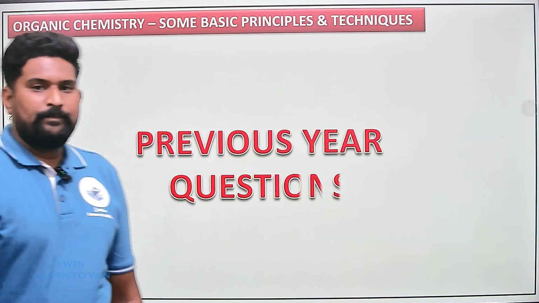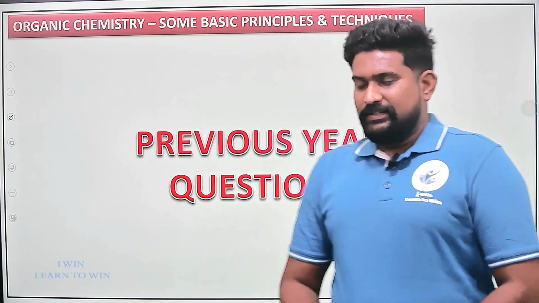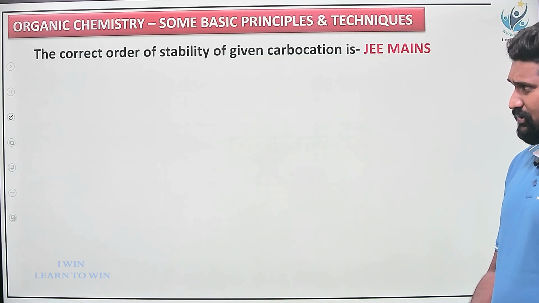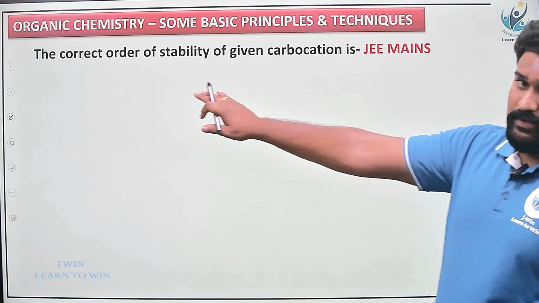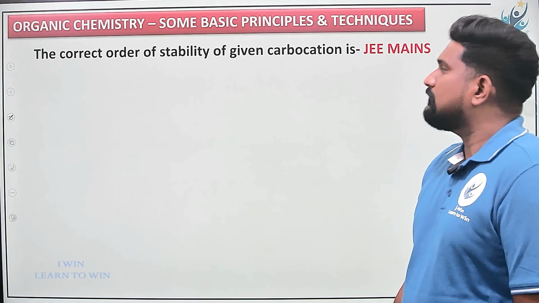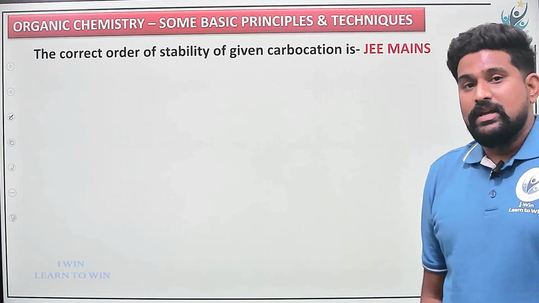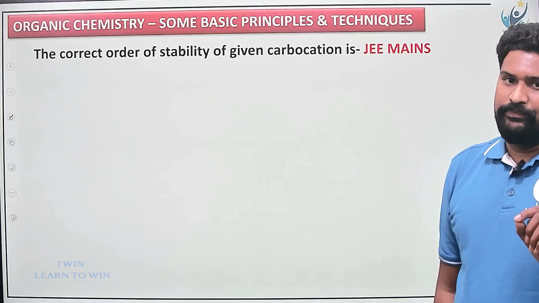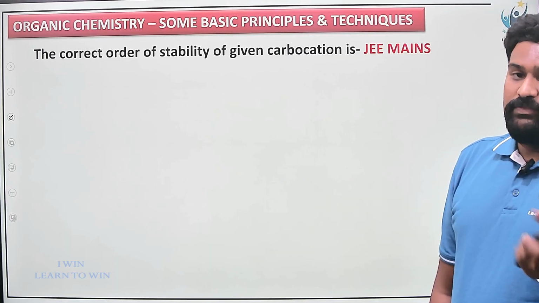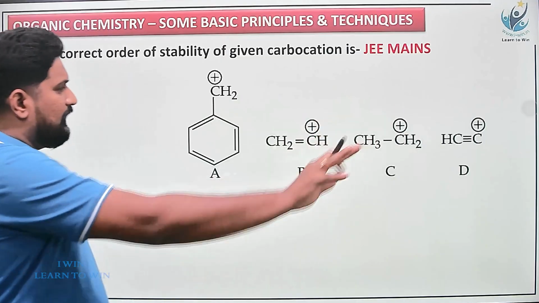Now, my dear students, let us try to understand how the questions will appear in our JEE NEET examination. The first question that we are going to see was asked in a previous JEE NEET examination. Let us read the question. The correct order of stability of the given carbocations is, now we need to find out the order of stability. Which is more stable, that we have to find out. Now look at the picture here. We have the molecules A, B, C, D.